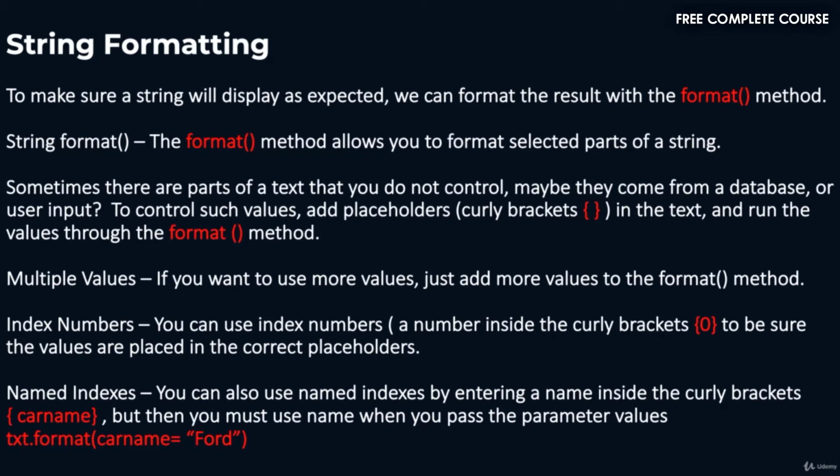Sometimes there are parts of a text that you do not control. Maybe they come from a database or user input. To control such values, add placeholders, curly brackets, in the text, and run the values through the format method.